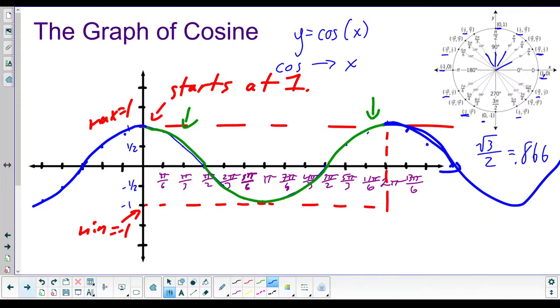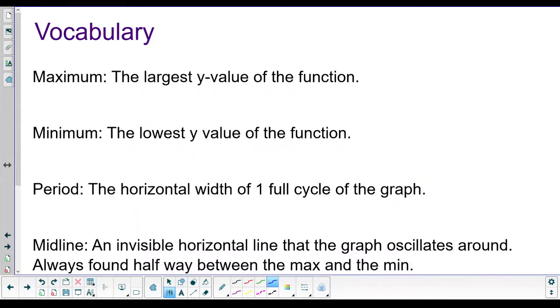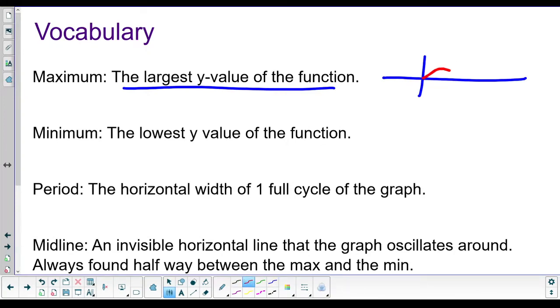Cool? All right. So let's talk about some vocabulary really quickly, just to make sure that you caught everything. So we have maximum values. These are the largest y values on our sine and cosine graphs. So let's draw a sine graph. Ooh, that's ugly. Let's try that one more time. Okay. Our max is just whatever that spot is. There's like an invisible line that it won't cross.